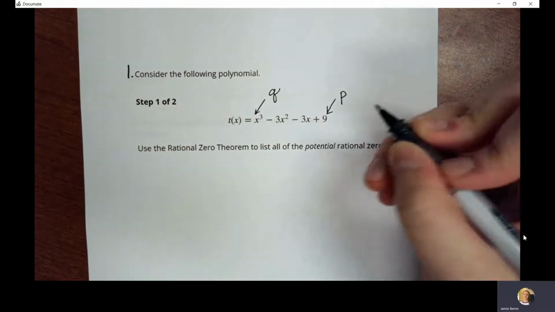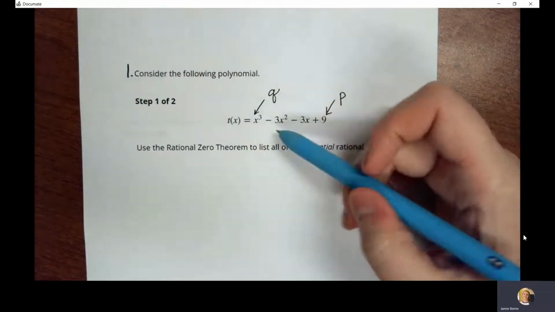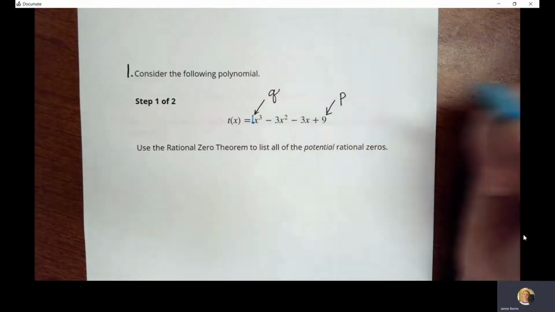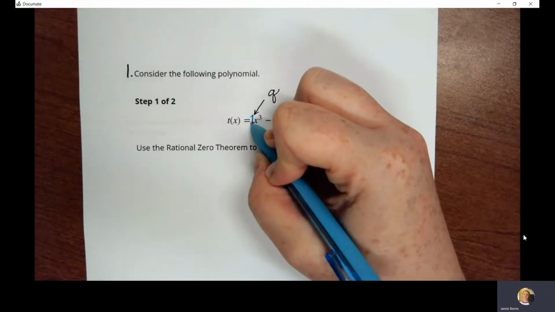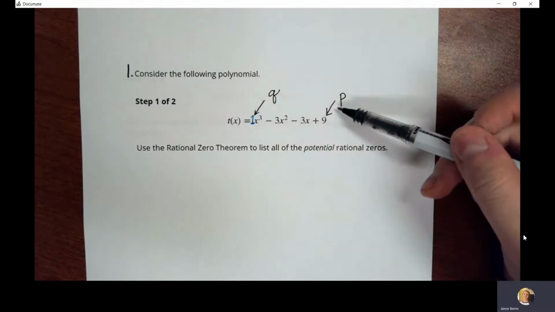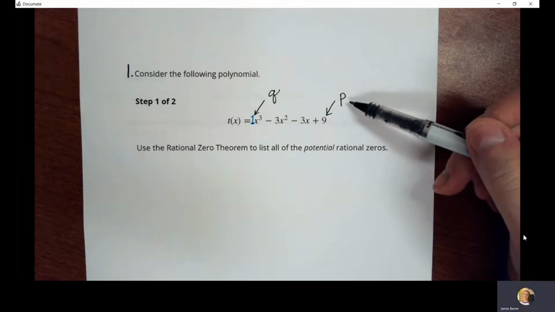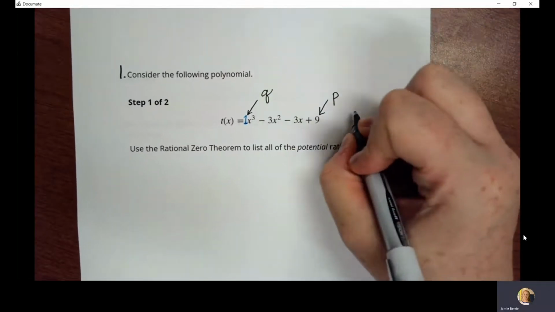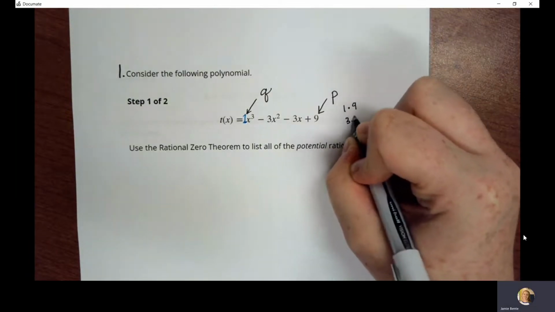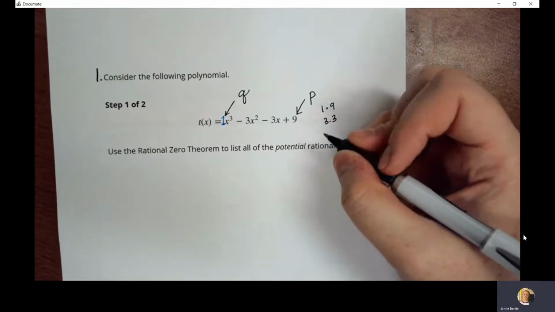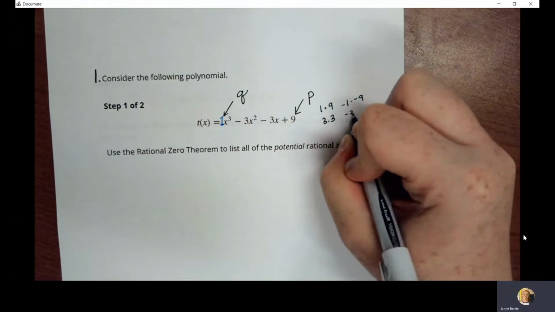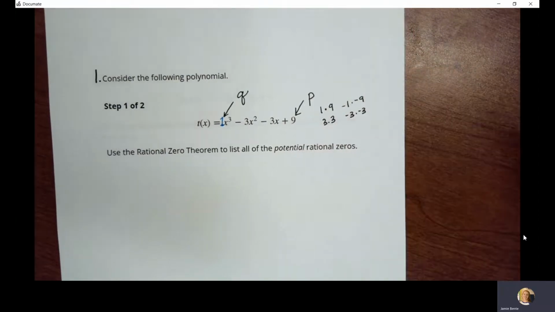What's the leading coefficient here? What's the number in front of x cubed? There's no number there, but we know that there's an understood 1 there. So q will be the factors of 1. Now, what are some things that multiply to give you 9? You could do 1 times 9 or 3 times 3, but you could also do -1 times -9 or -3 times -3.